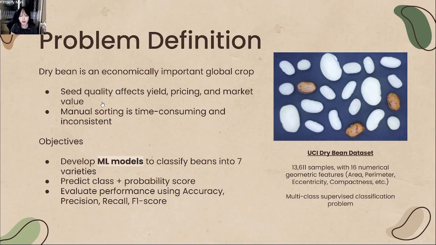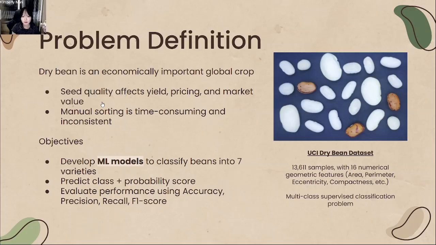Dry beans are an economically important global crop, and the seed quality directly affects the agricultural yield, the pricing, as well as the overall market value. However, the traditional manual sorting methods are very time-consuming and inconsistent, especially because many of the bean varieties look very similar in shape and structure.